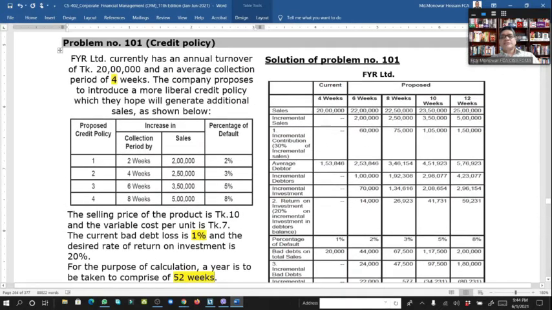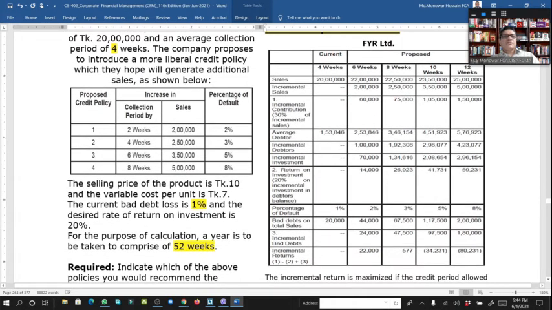So if we see the right side, this is the calculation. Here are 4 policies and the existing one, so we have to take 5 policies. This is the current one, with 4 weeks, and the new ones: 4 plus 2, 6 weeks; then 4 plus 4, 8 weeks; 4 plus 6, 10 weeks; 4 plus 8, 12 weeks.